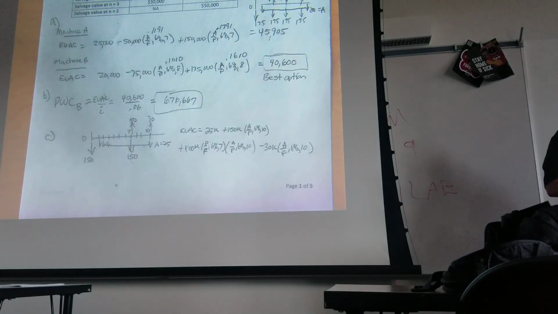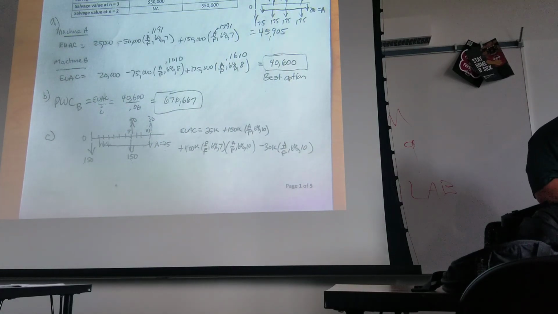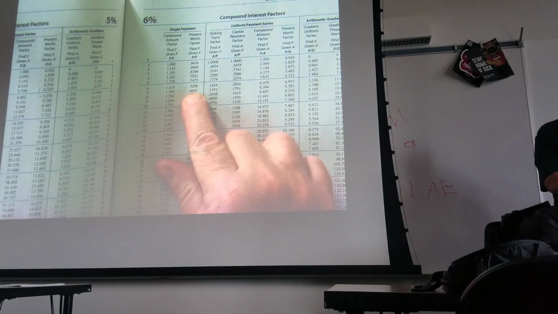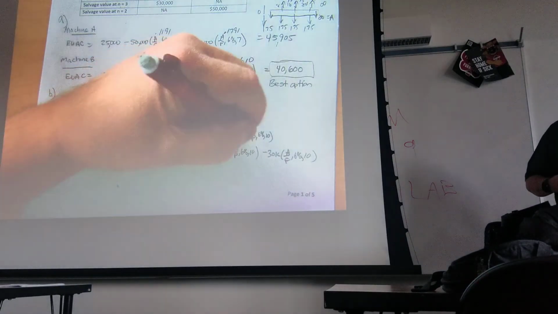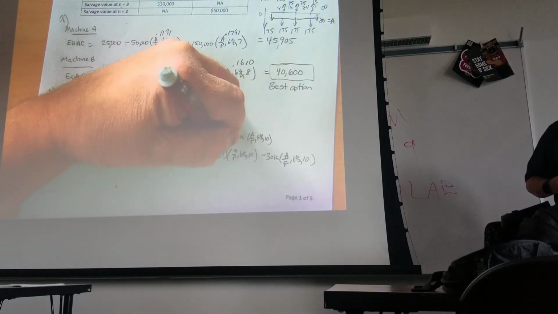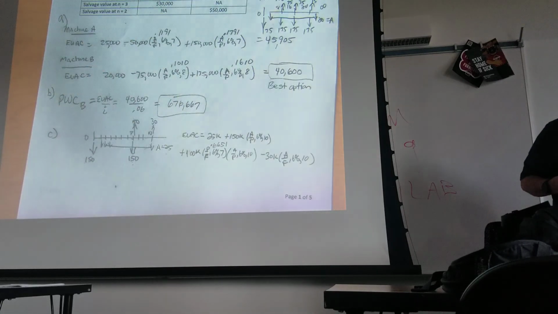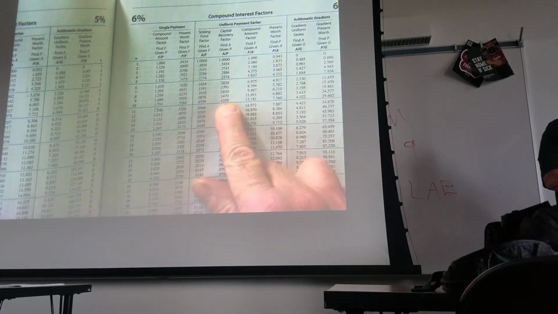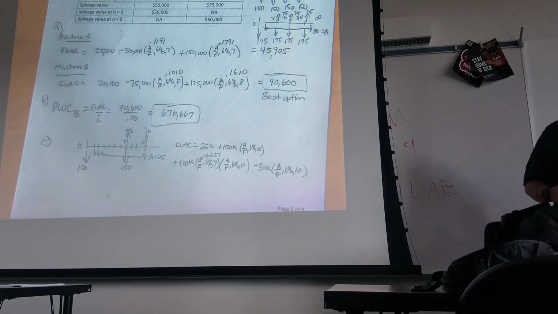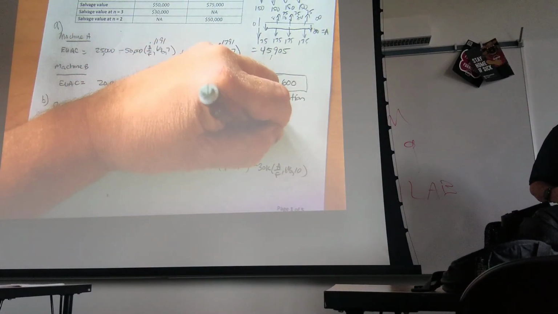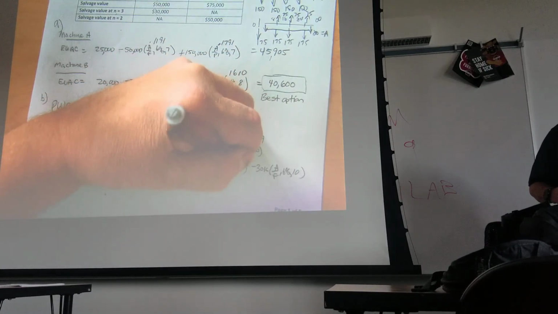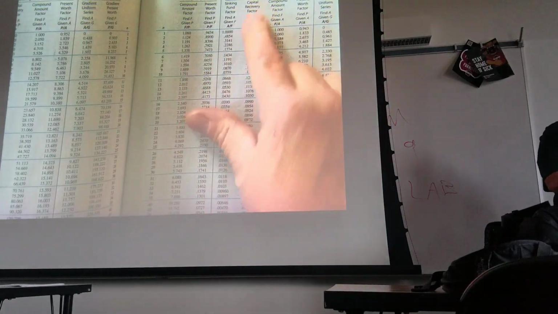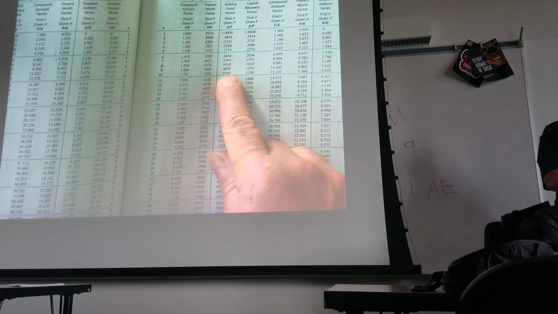Okay. So we need P over F, 6%, 7, 0.6651. A over P, 6%, 10, 0.1359. And A over F, 6%, 10, which is 0.0759.